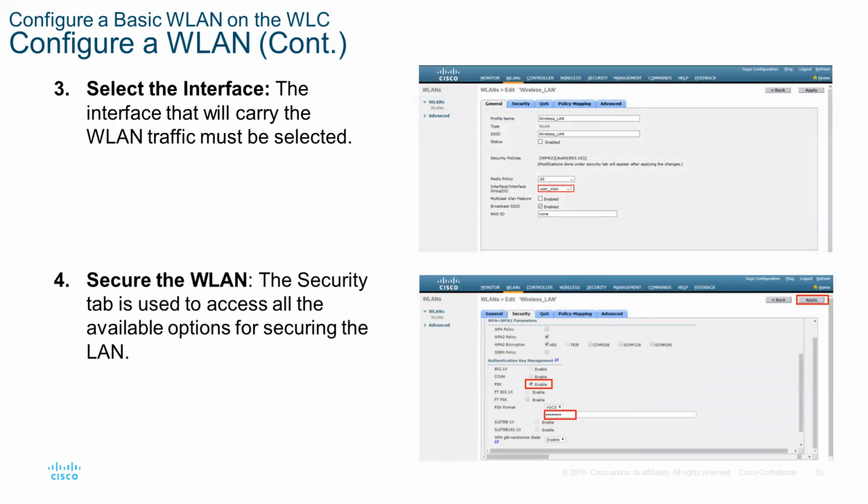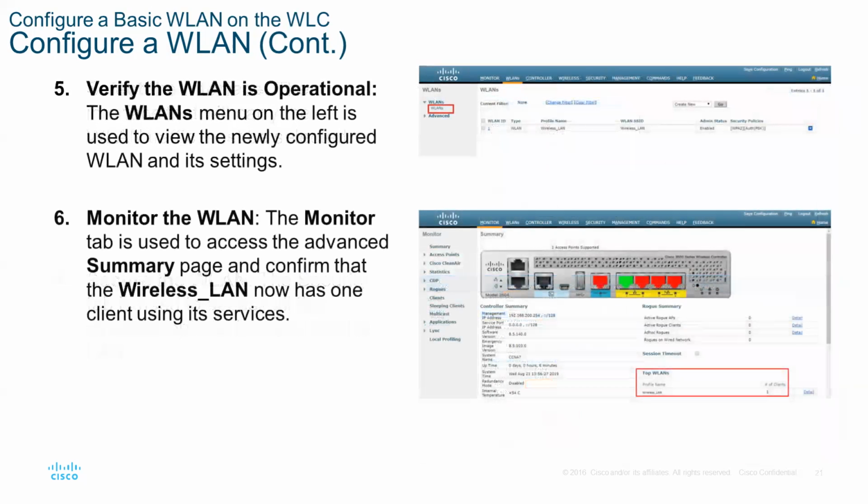Then choose your interface group, and again we need to make sure which method of security we're using. So AES, WPA2, enable pre-shared keys, put our key in place, and at all times remember to click that apply button in the top right hand corner, or else none of these changes we're making will be saved.